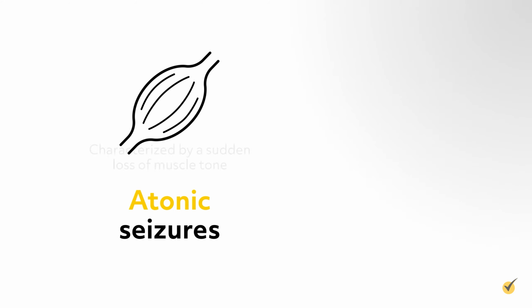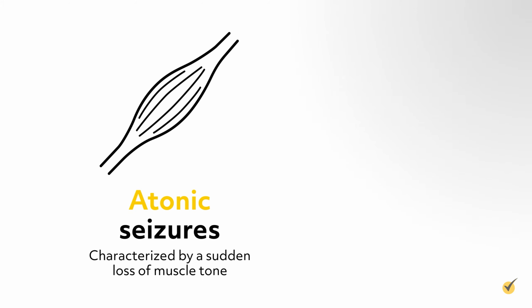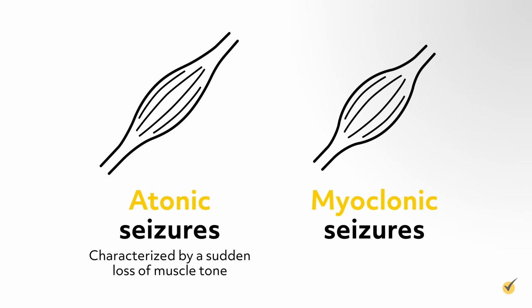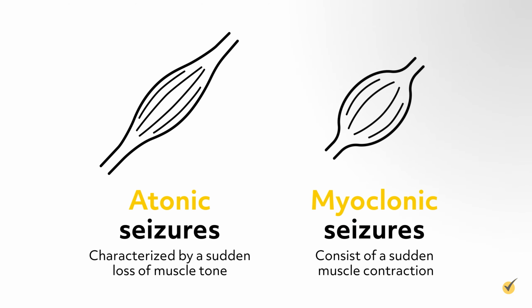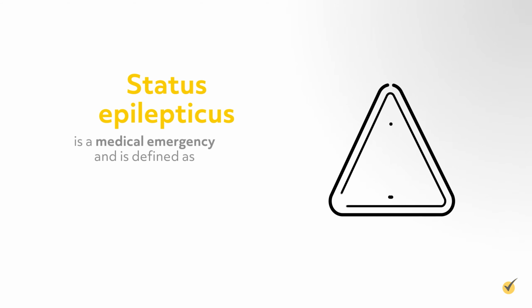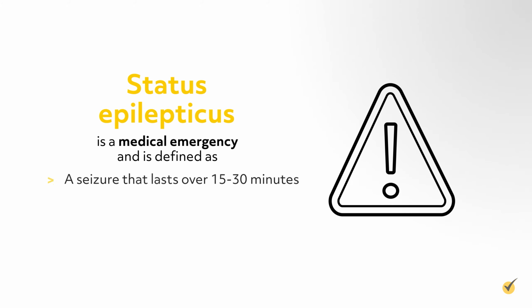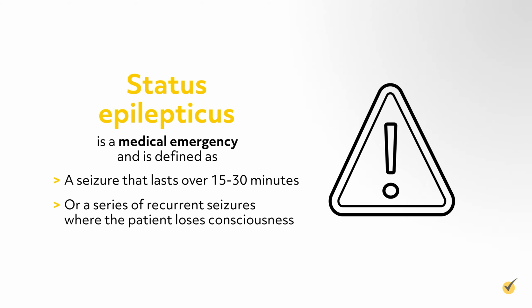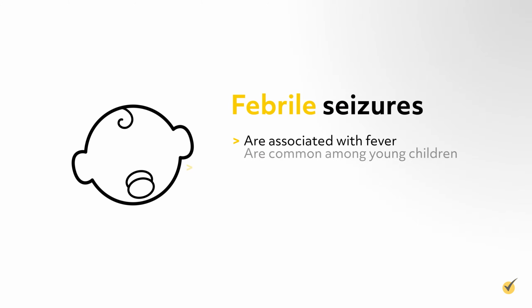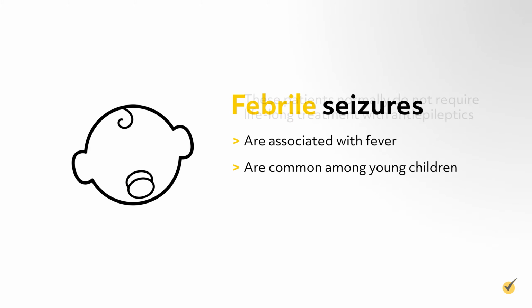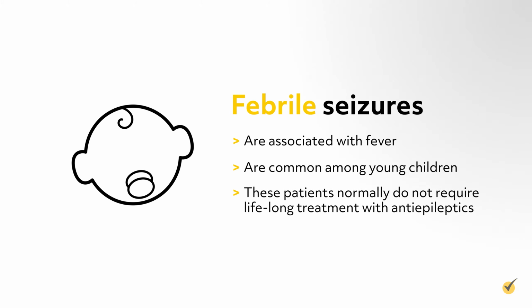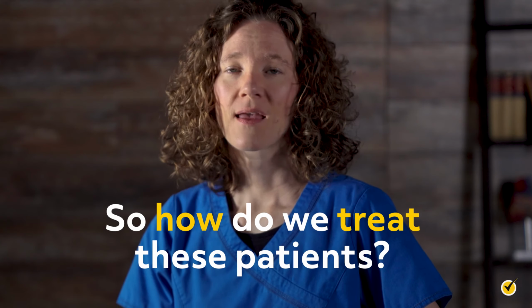Atonic seizures are characterized by a sudden loss of muscle tone, where myoclonic seizures consist of a sudden muscle contraction. Status epilepticus is a medical emergency and is defined as a seizure that lasts over 15 to 30 minutes, or a series of recurrent seizures where the patient loses consciousness. Lastly, febrile seizures are associated with fever and are common among young children. These patients normally do not require lifelong treatment with antiepileptics. So how do we treat these patients?